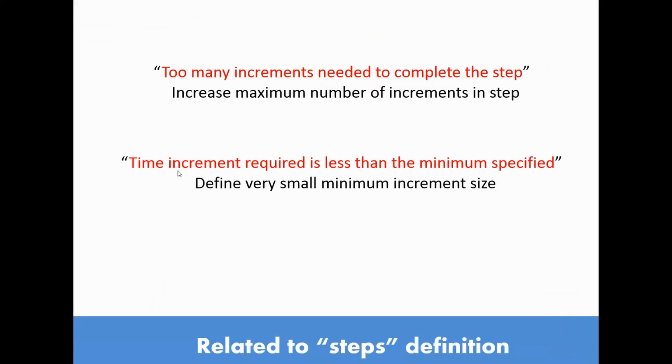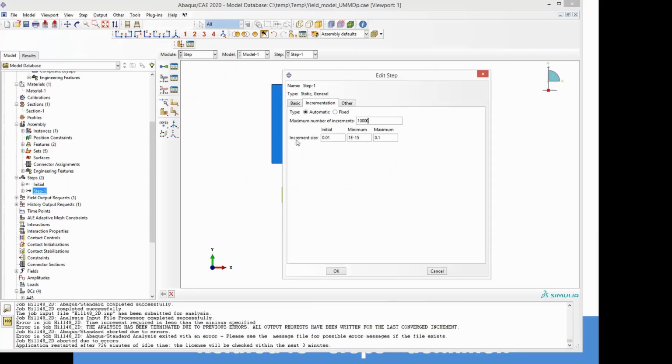Next error is time increment required is less than the minimum specified. You specify the minimum time increment here. By default, it would be 1e-5. So to be safe, you can make it 1e-15. If you go to Basic, if your time period is 1 and the unit is second, then this means that for a particular increment, the minimum could be as small as 1e-15 second.